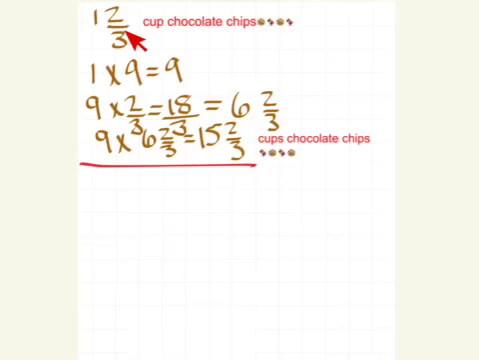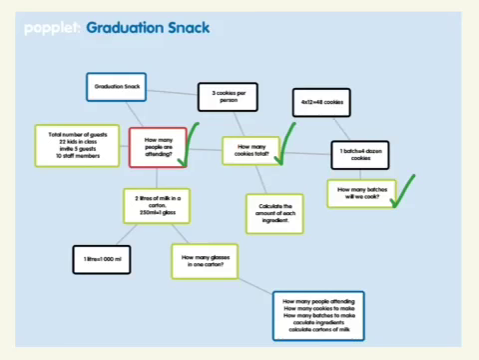Last but not least, my 1 2/3 cups of chocolate chips. 1 times 9 equals 9. Now I'm going to use the 2/3. So 9 times 2/3 equals 18/3, which equals 6 2/3. 9 plus 6 2/3 equals 15 2/3 cups of chocolate chips. Now back in my Poplet, I can check off, calculate amount of each ingredient.